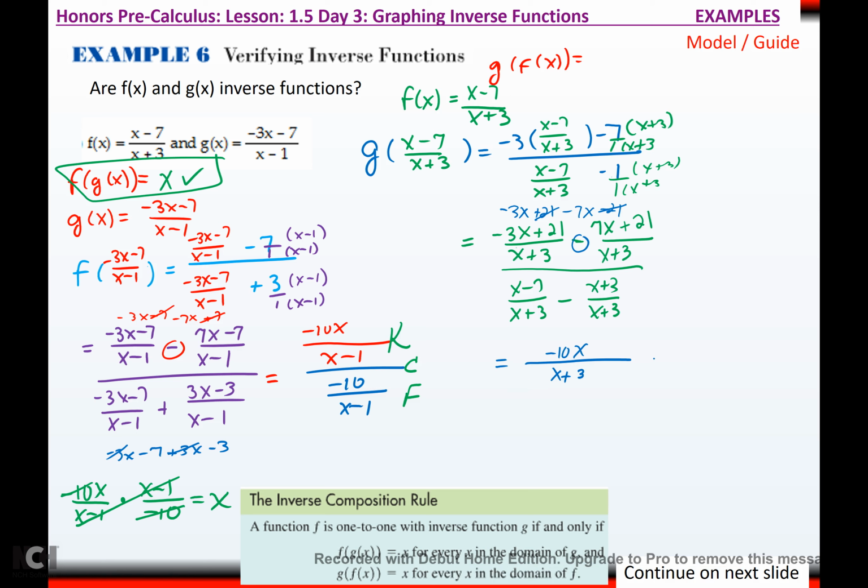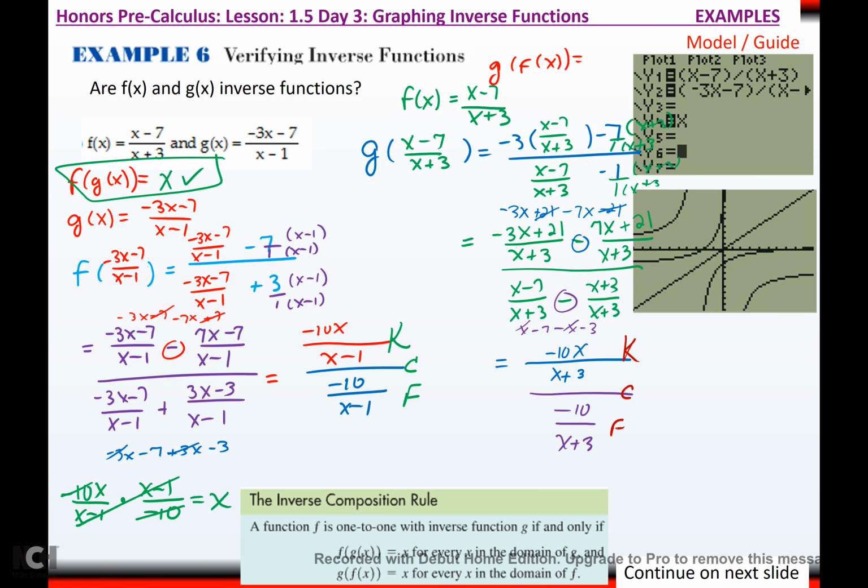Now my bottom, I'm going to have x minus 7 minus x minus 3. Got to distribute the negative. The x's cancel, and I end up with negative 10 over x plus 3. Keep, change, flip. I get negative 10x over x plus 3 times x plus 3 over negative 10. Cancel, cancel. I get the identity on both compositions, so yes, these are inverses.